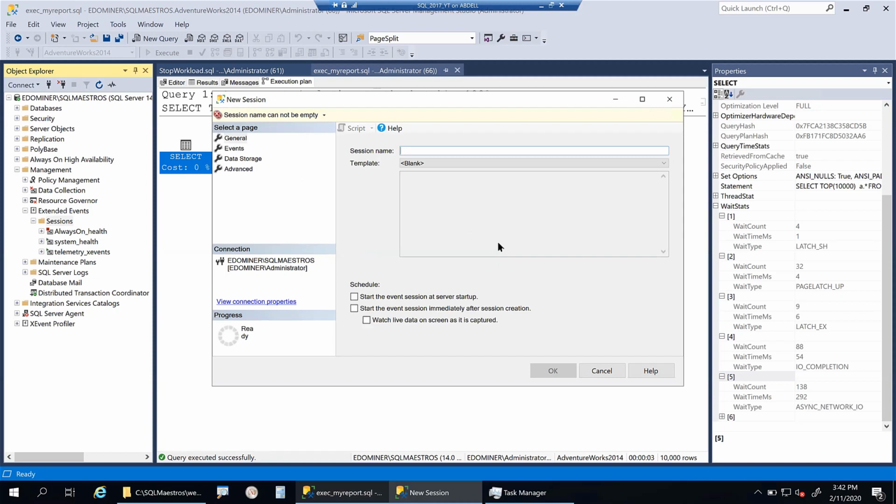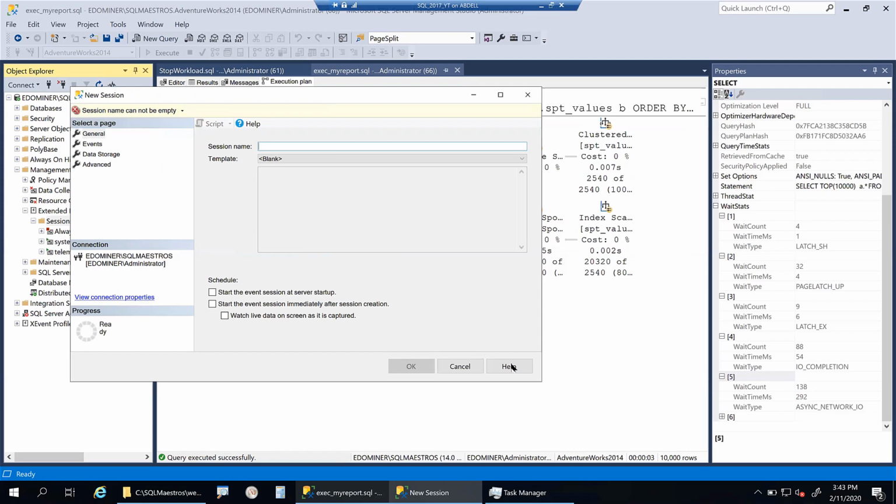But let me first ask the audience: do you want me to show you how to set up extended events to capture the same information? Is that something you're interested in? Okay, a lot of you want me to show you how to capture the same information from extended events. And I will do that very quickly for you to see.